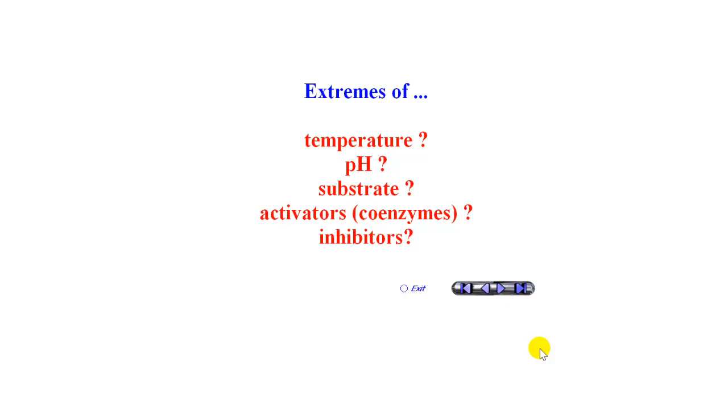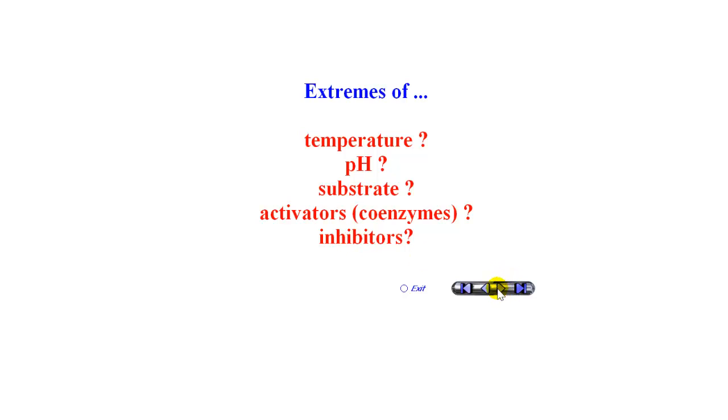So these are the factors that you have to become comfortable with in terms of their effect on reactions. So temperature, pH, substrate, activators or coenzymes, and inhibitors.